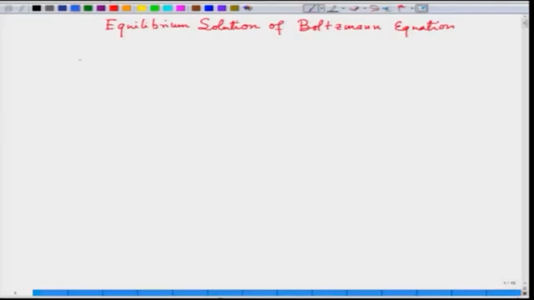Hello. Previously we derived the collisionless Boltzmann equation, or the Vlasov equation, and also the collisional Boltzmann equation, which is mostly called the Boltzmann equation simply. Okay. And if you remember the form, we said that the collisionless Boltzmann equation should look like this.